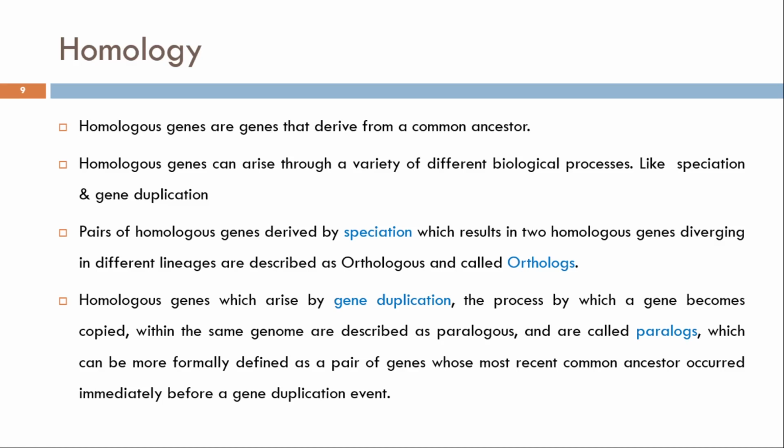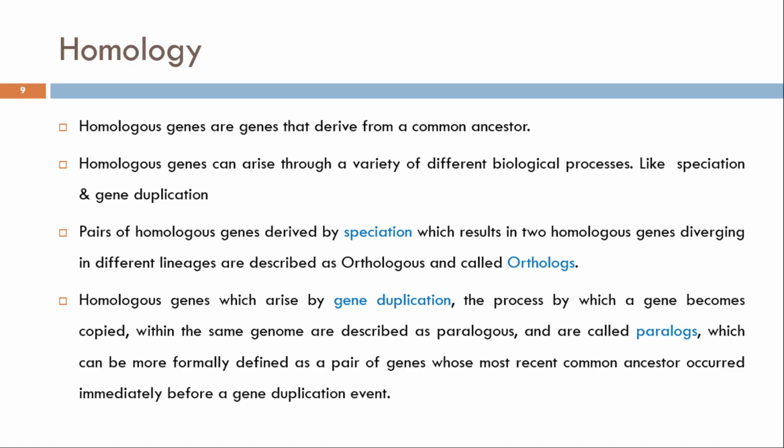So what are those events due to which your genes are derived from a common ancestor? What are the reasons? So two biological processes may be there, due to which your protein sequence, your gene sequence shows the homology, and they separate from the common ancestor. So those two are, number one is speciation and number two gene duplication.